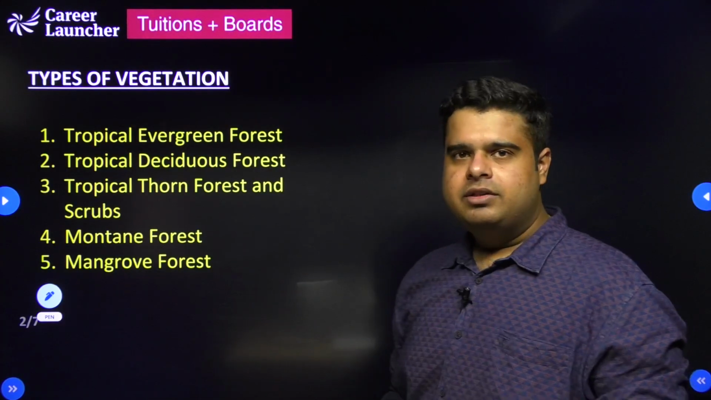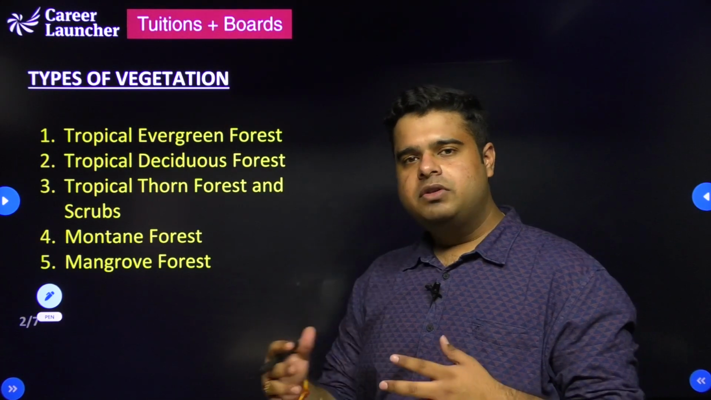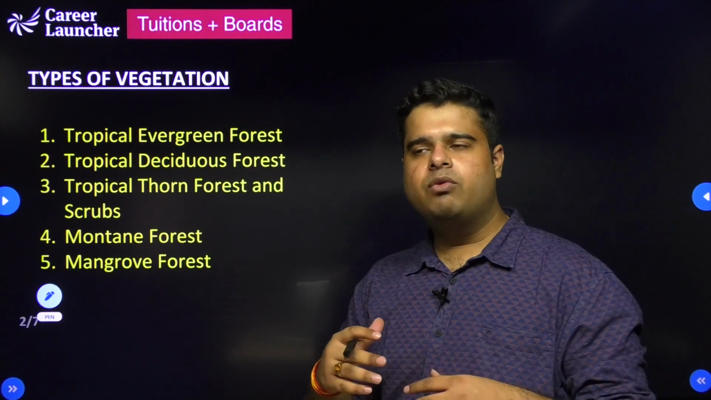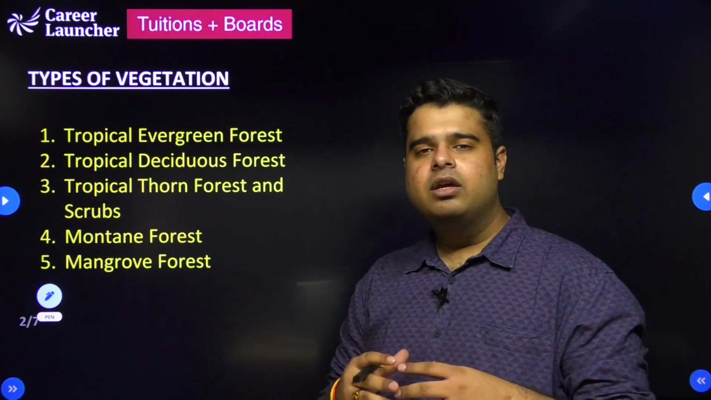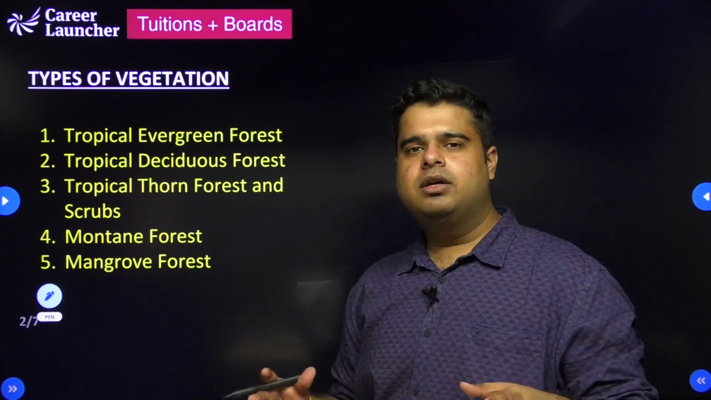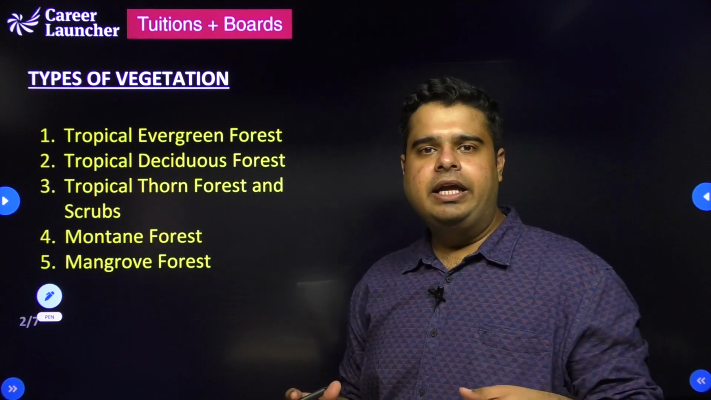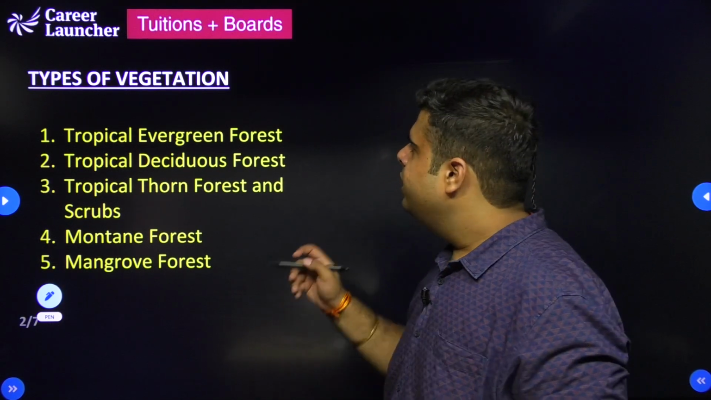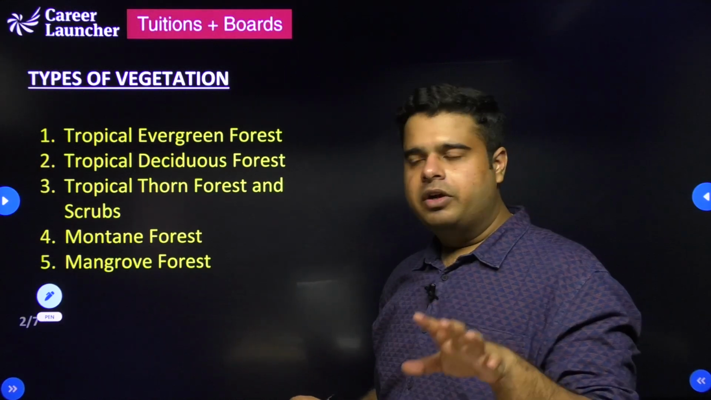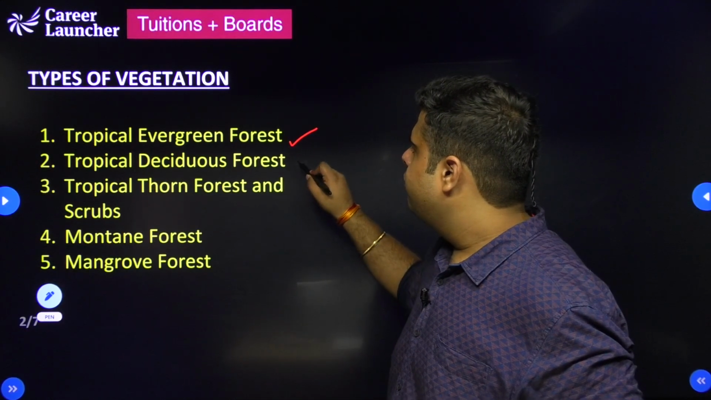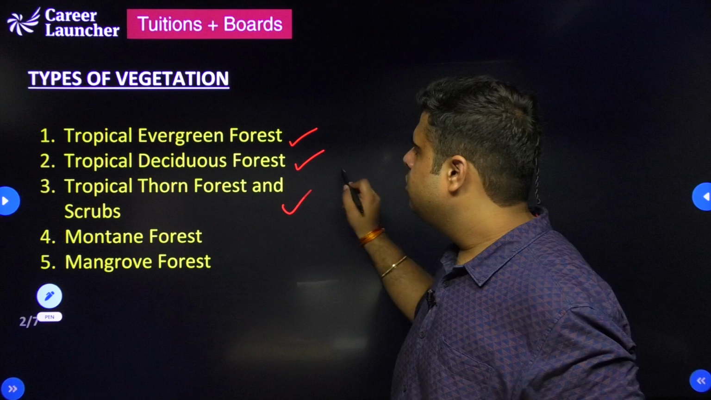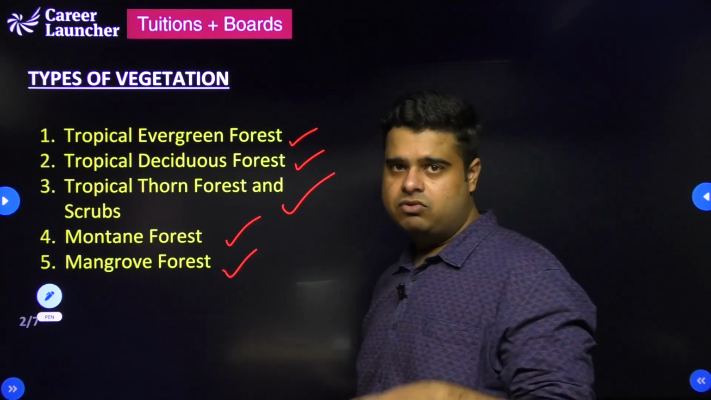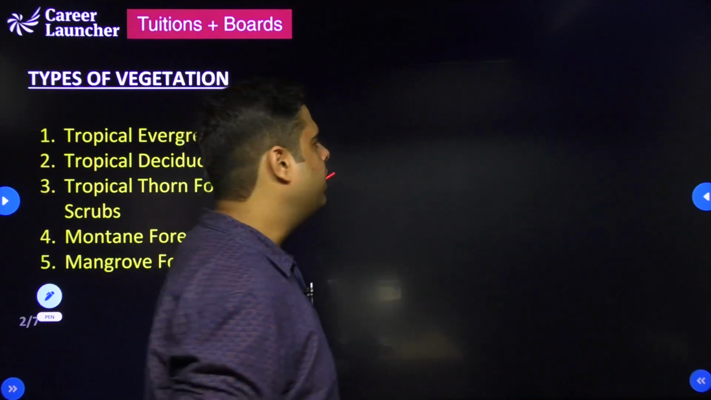So first of all, let's understand about the vegetation. Vegetation refers to the plants and flowers and vegetables, or what kind of green produce is available in the restricted land areas of a country or a geographic location or pocket. So in India we have majorly 5 types of forest, which are tropical evergreen forest, tropical deciduous forest, tropical thorn forest and scrubs, montane forest and mangrove forest.